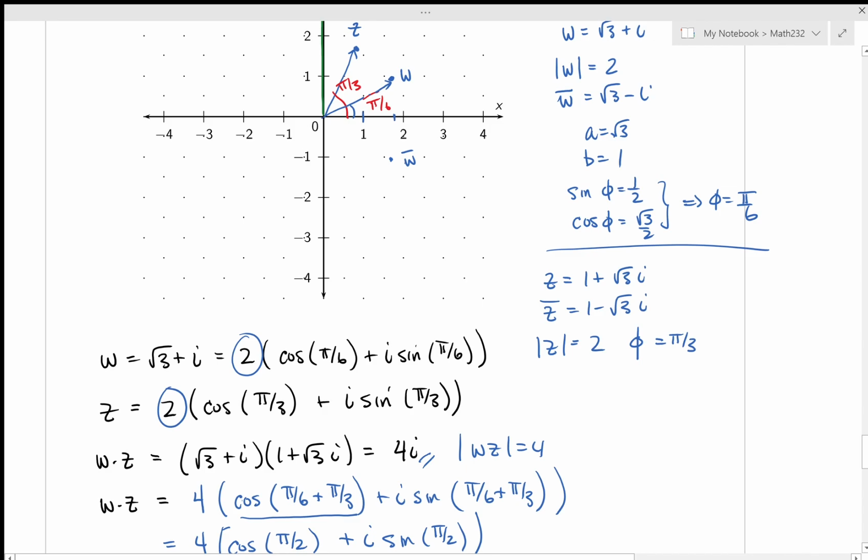So it is right here. It has a length of 1, and it's a half and minus a half root 3 over 2. So that is right here. That is w divided by z right there. Okay, so they have a geometric interpretation.